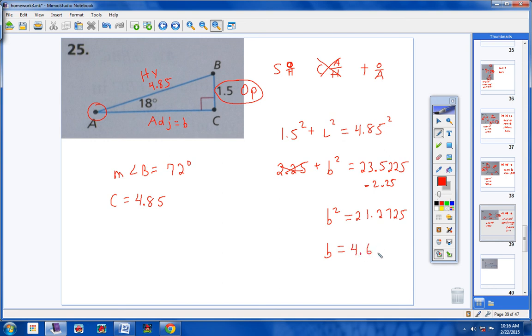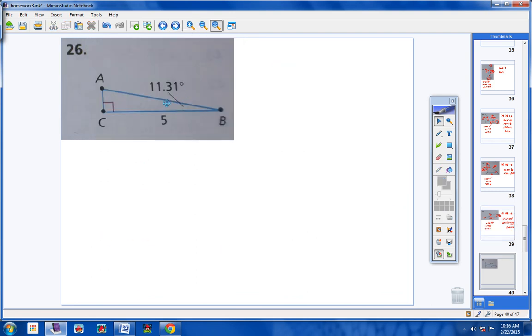So, I mean, if you like that method better, that's fine. You're welcome to use trig functions also, but there we go. Alright, one more triangle left, then we'll move on to something different, okay? Alright, number 26.